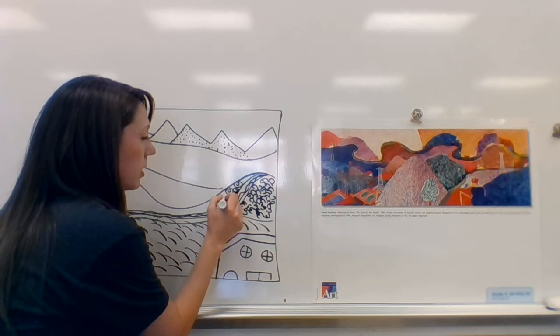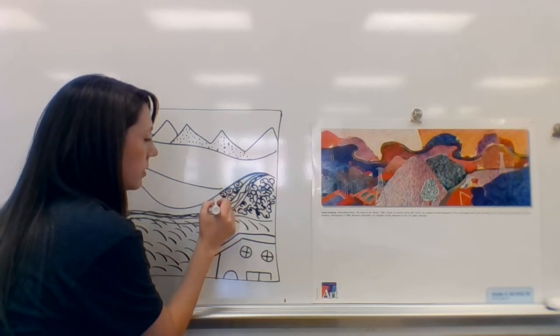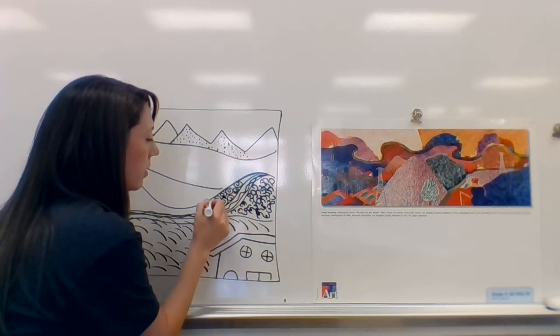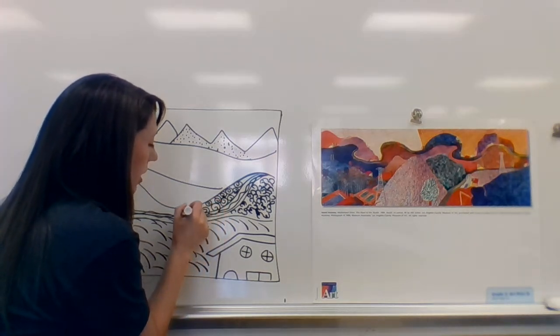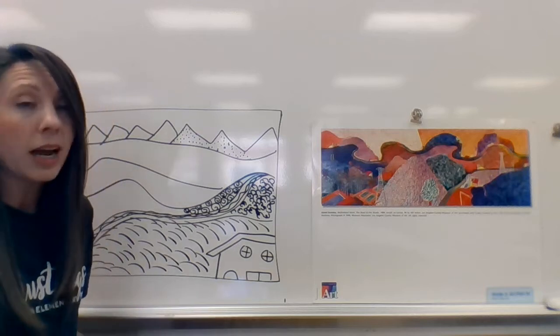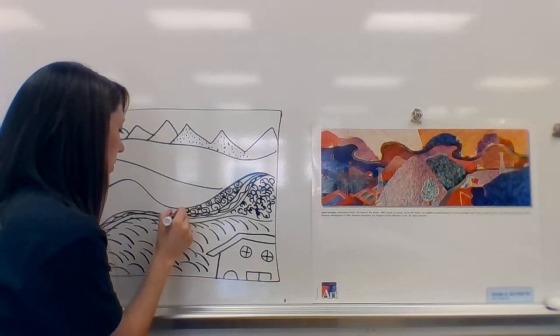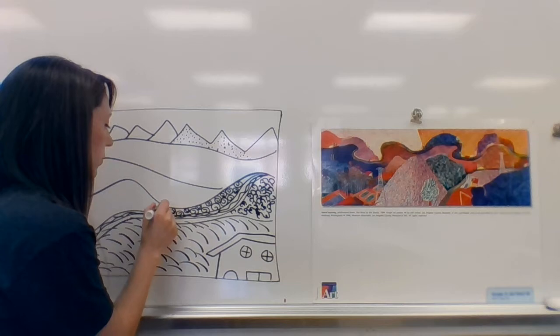Because my landscape is going to show all different types of lines. It's going to have a variety. If I put stripes in every single part of my landscape, that would be a pattern, that would be a kind of line, but it wouldn't show variety. So I want to make sure my landscape shows variety.